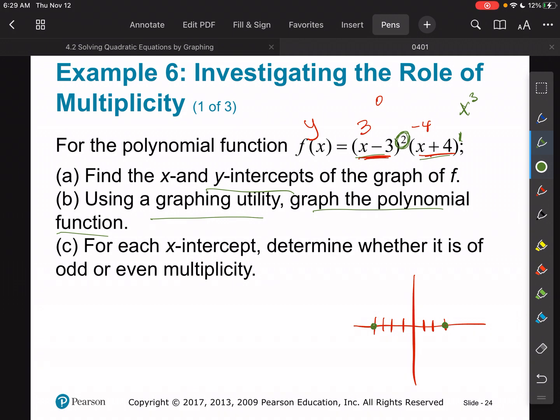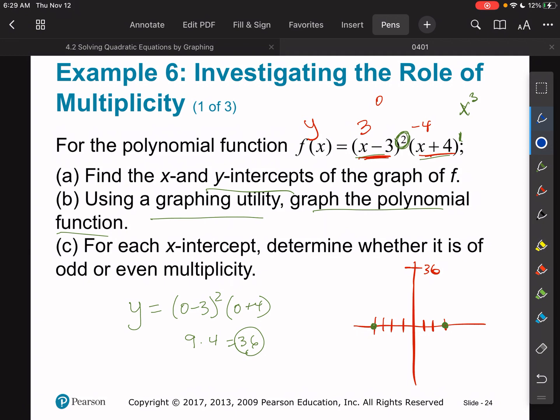If you found the y-intercept of this thing, this happens when x is 0. So the y-intercept happens when x is 0. If we did 0 minus 3 squared times 0 plus 4, we would get -3 squared, which is 9. And then 9 times 4 is equal to 36. Okay, so if you graphed this up at +36, as long as I did my math right there, we would have a crossing of the y-intercept.